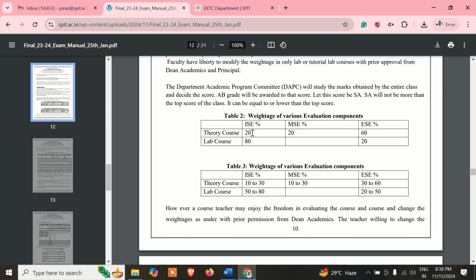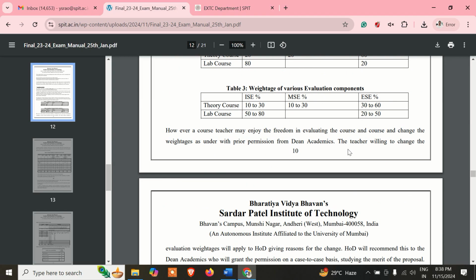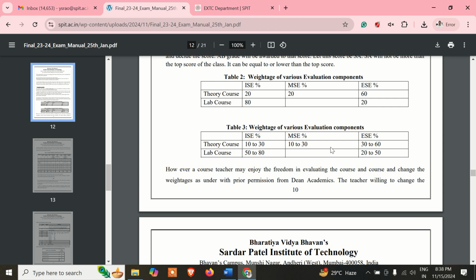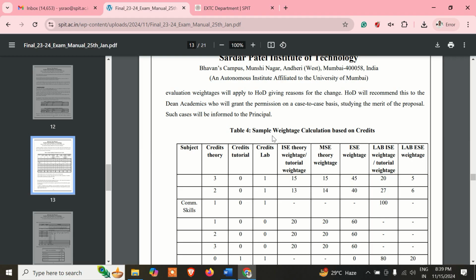The weightage given for a theory paper is 20% for ISC, 20% for MSc, and 60% for ESC. The weightage given for a laboratory course is 80% for ISC and 20% for ESC. However, the expert committee of the department can choose, with the approval of the Dean Academics, for ISE for theory somewhere between 10 to 30%, MSc somewhere between 10 to 30%, and ESC somewhere between 30 to 60%, and so on. But pre-approval is required if you would like to change the weightage that is already approved.